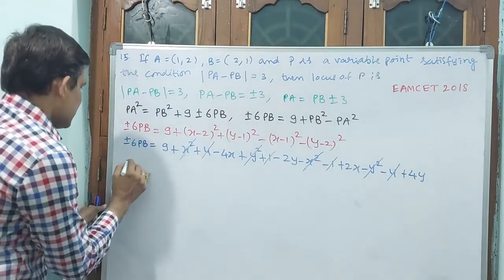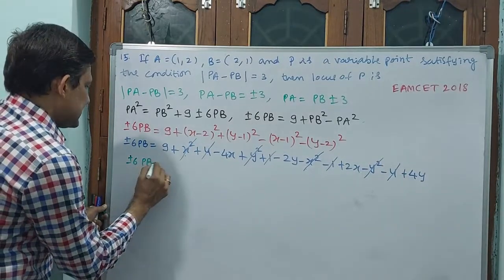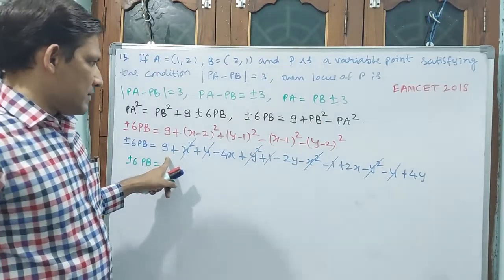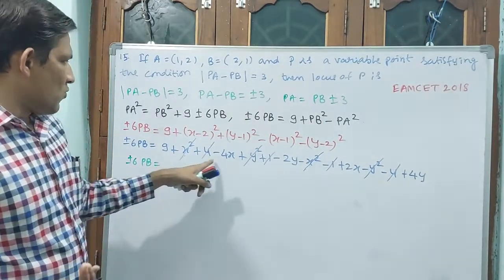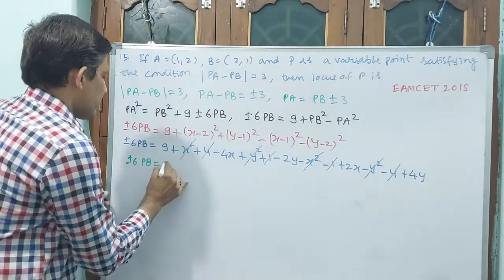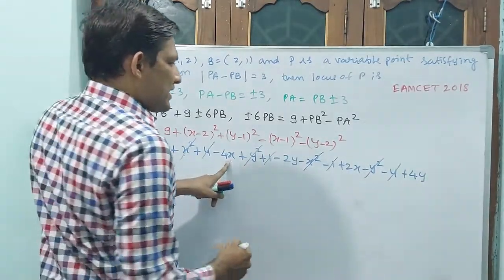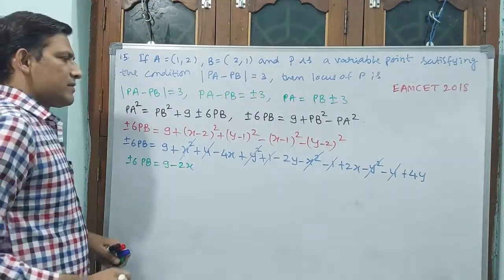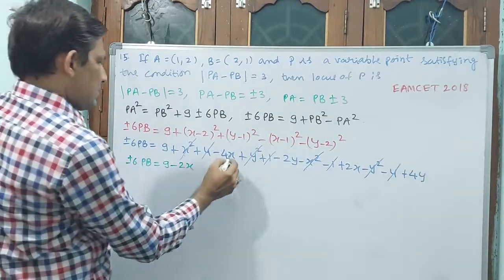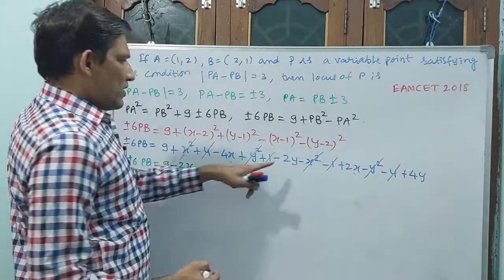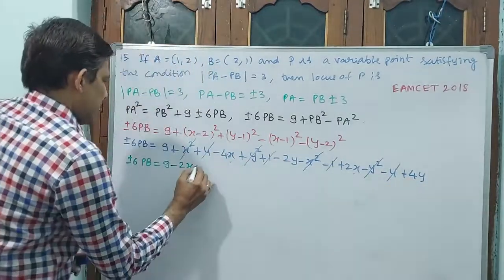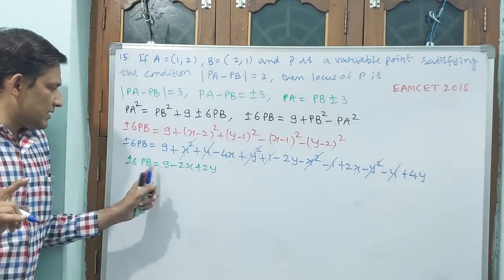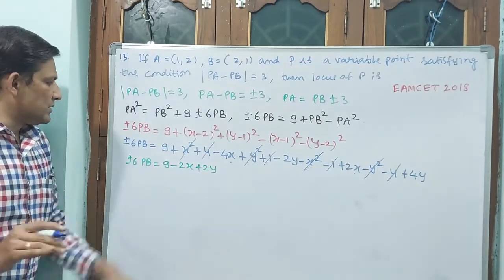Now proceed further, plus or minus 6PB is equal to, you see, 9, I think 9 only, because no other number is there. See here, minus 4x plus 2x, minus 2x. Okay, wait, x story over. Minus 2y plus 4y, plus 2y. Okay, now you see, you cannot do anything, why, because see here, 6 is there, 9 is there, 2 is there, you cannot do anything.